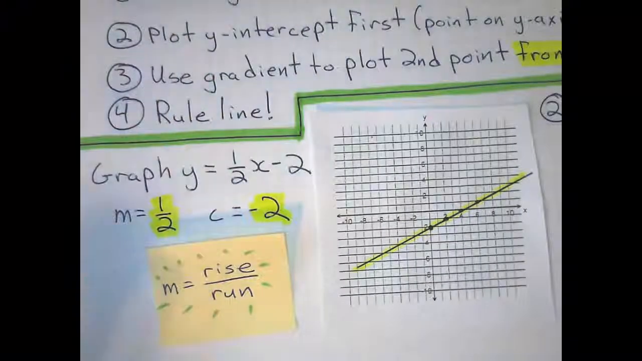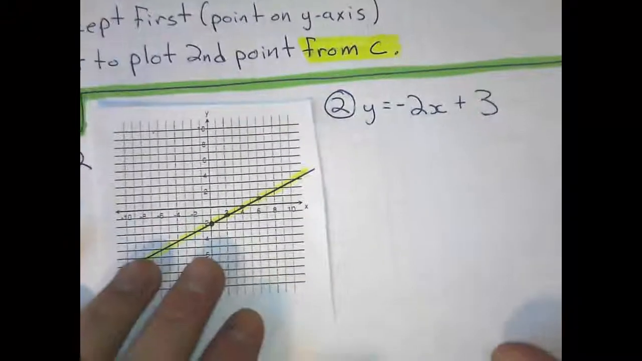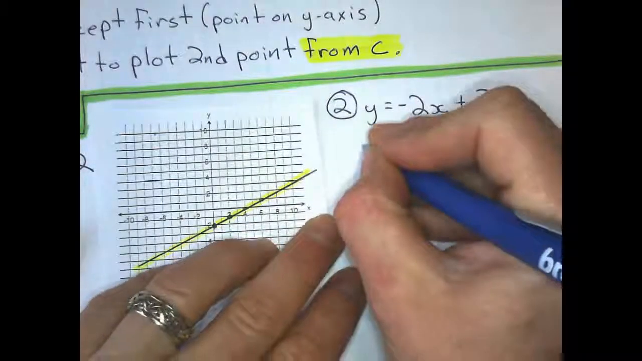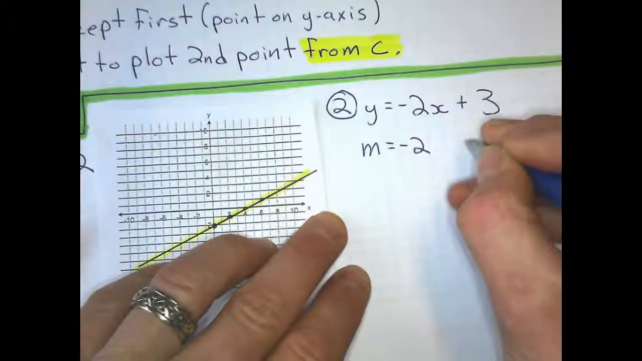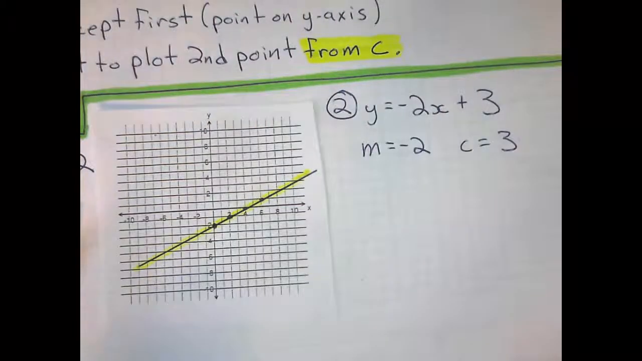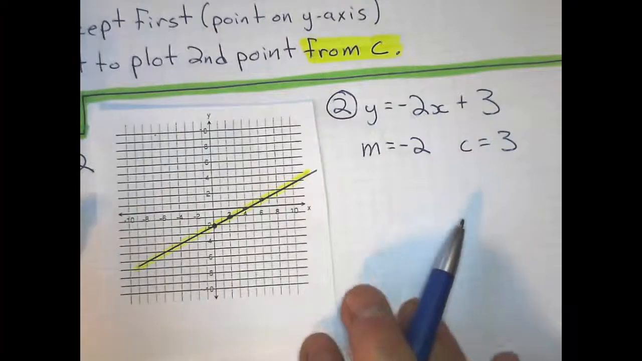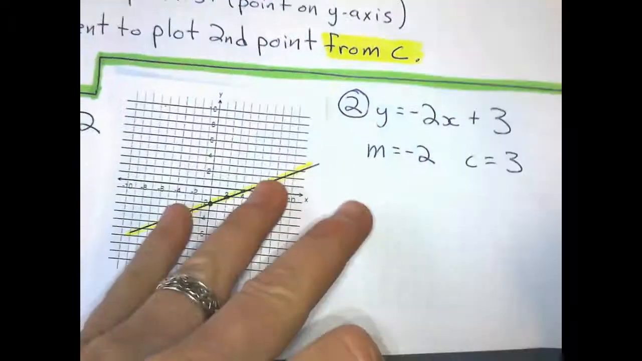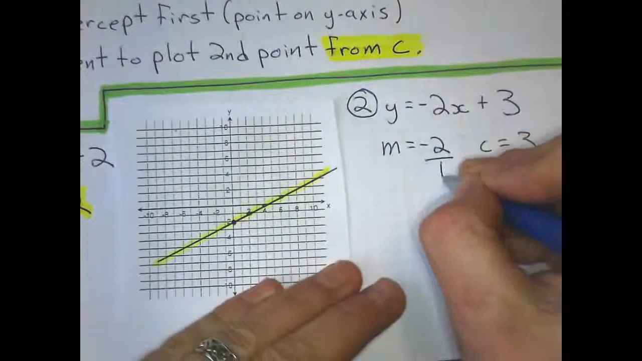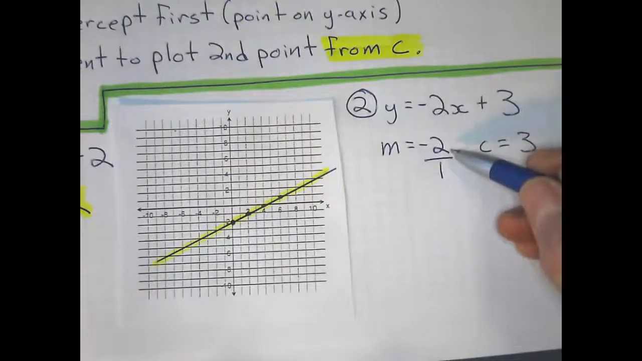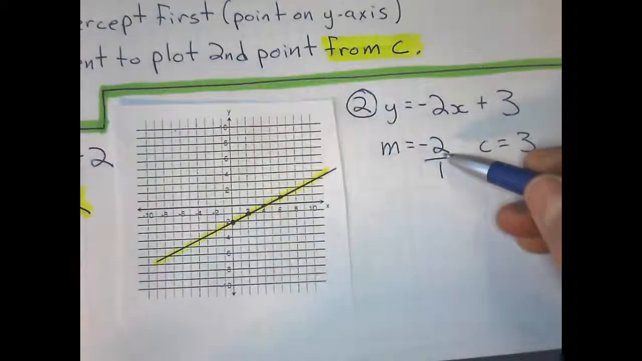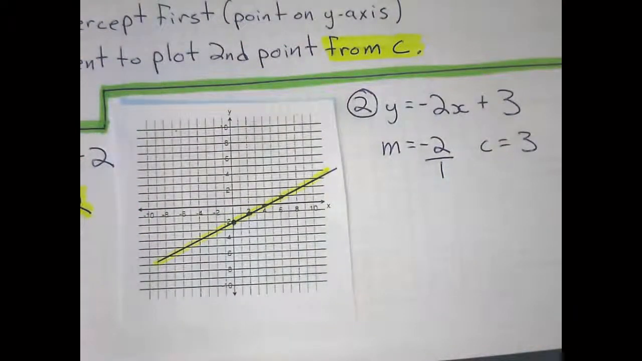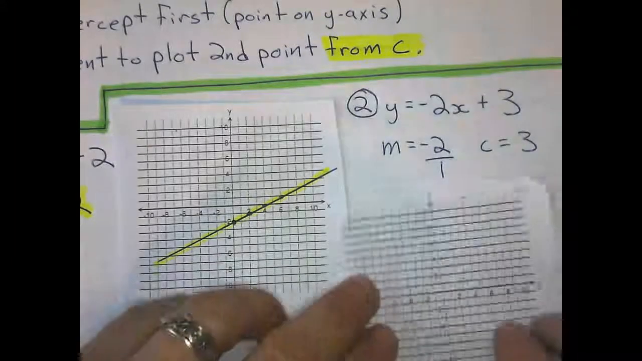Okay, next example here, we'll look at y equals -2x plus 3. First up, define the gradient. Okay, the gradient is -2, and define the y-intercept. That's 3. When I do that gradient, remember it's rise over run, so I do want that gradient expressed as a fraction. So just put it over 1. There. So this gradient tells me that I'm going down 2 and over 1. Down 2 and to the right 1. So let's plot that on the graph and see how it looks.